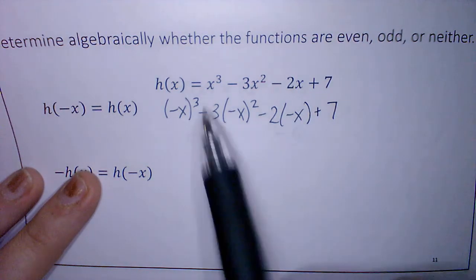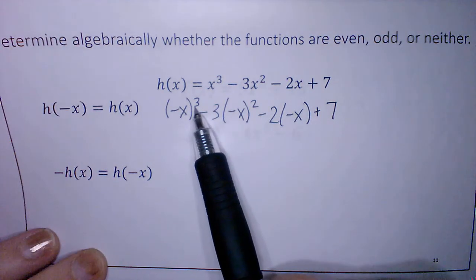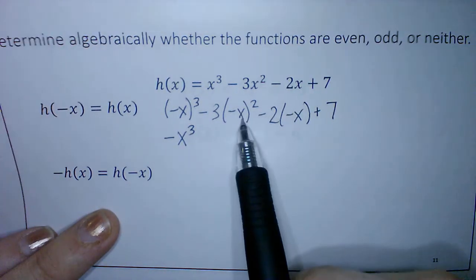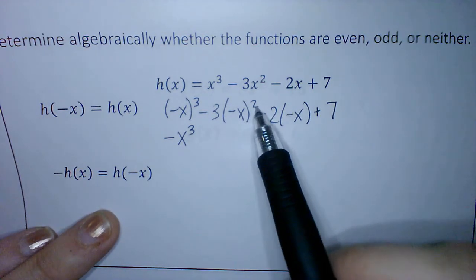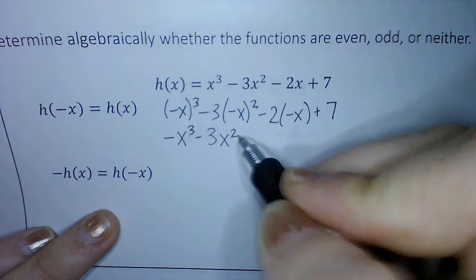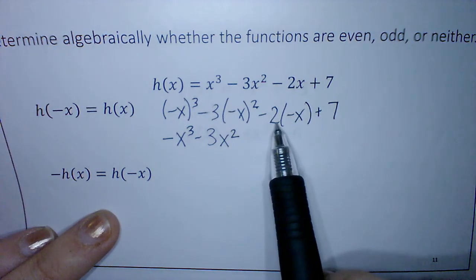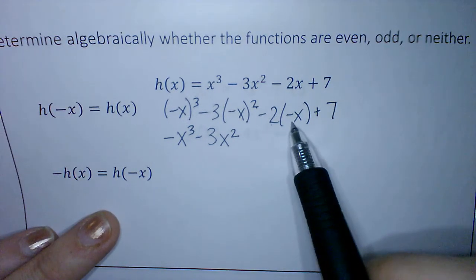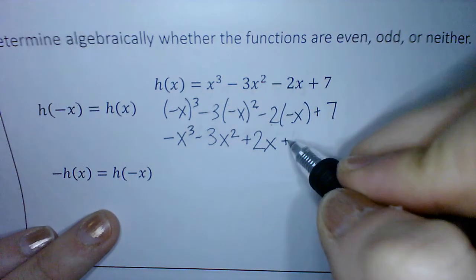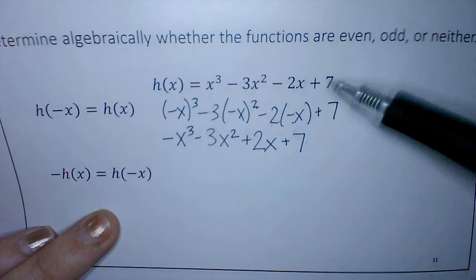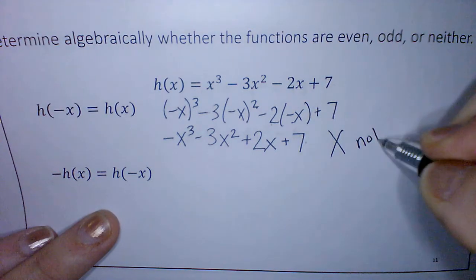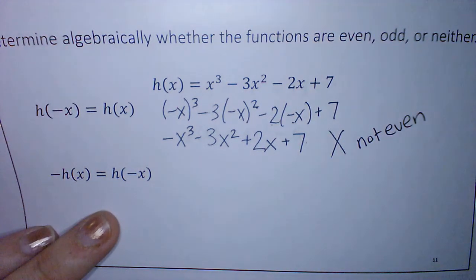And then we just need to simplify. A negative to an odd power will remain a negative. A negative to an even power will become positive, so there's no sign change here. This is a negative 2 times a negative x, so we're going to get a positive 2x, and then plus 7. And again, we're asking, is this the same as this? It's not. A bunch of our signs are different, so this one is not even. So let's check and see if it's odd.